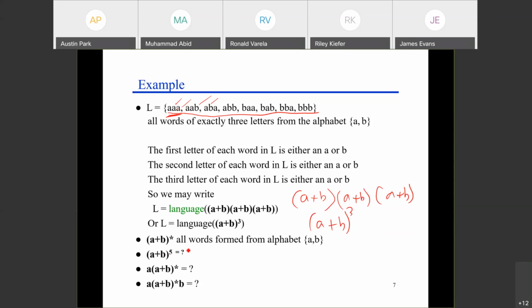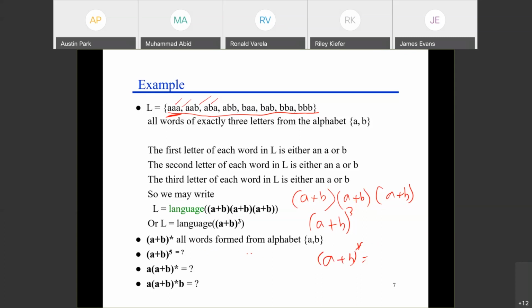So now A plus B 5, what does it mean? That the length of the word will be 1, 2, 3, 4, 5, and then all possible combinations, like B can come anywhere, A can come anywhere, all possible combinations of A and B with a length of 5. So now if I say that instead of 3, instead of 5, A plus B whole star, what does it mean? It means that it is a universal set.